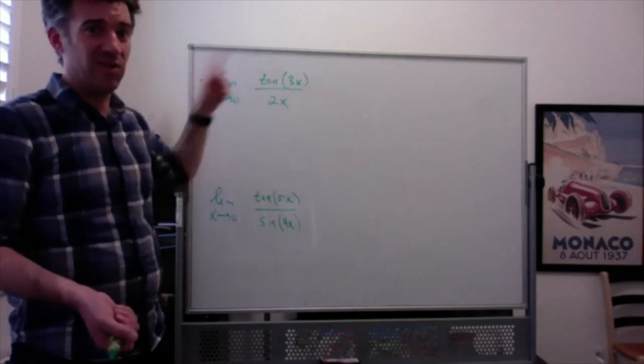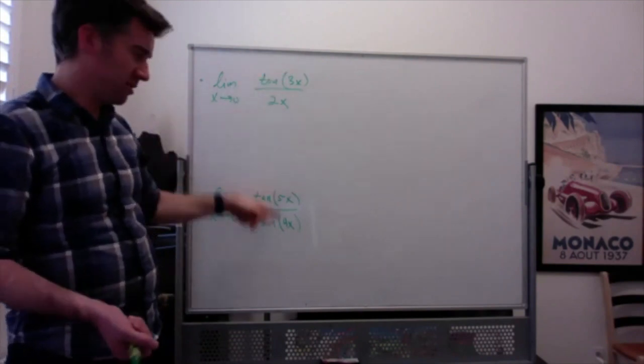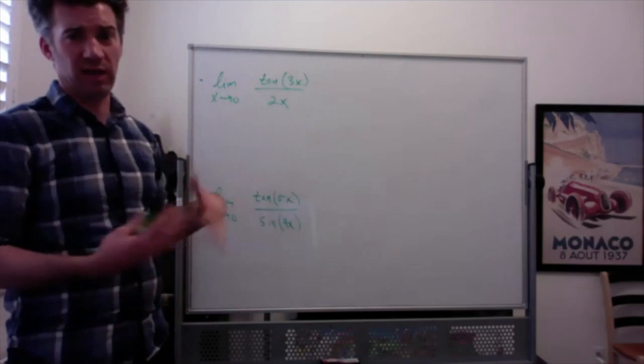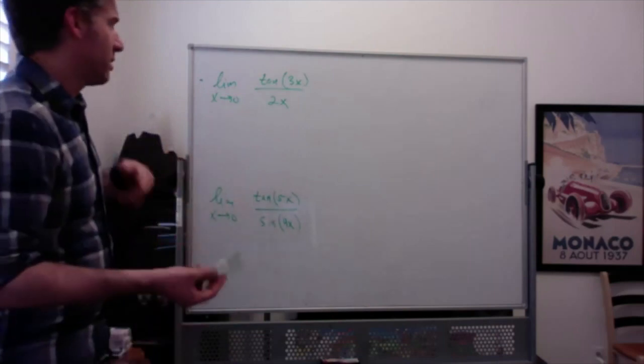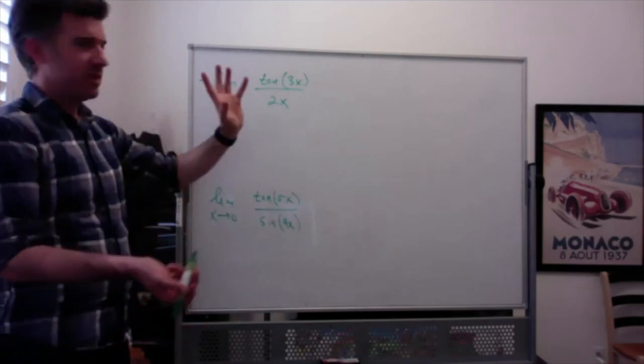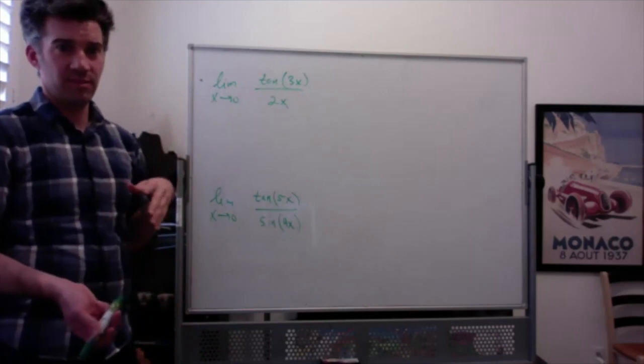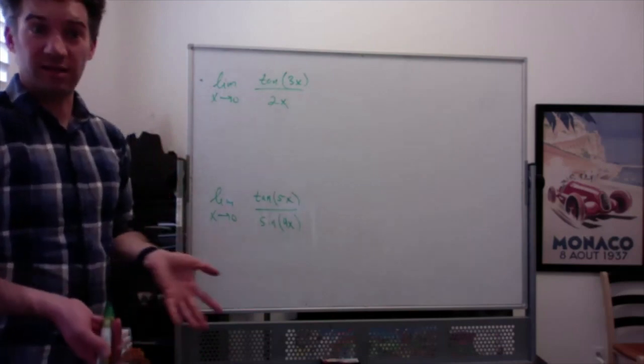So looking at this, I know the answer is going to be 3/2, and the answer is going to be 5/4. There are more complicated ones where we actually have to do the work to be able to see it. But here, we can kind of see it right now. Tangent isn't sine, but it acts a lot like sine.